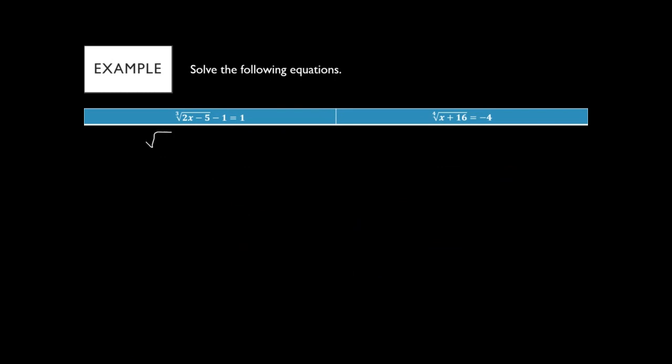So here we've got the cube root of 2x minus 5, minus 1 equals 1. So I still have to get the radical part by itself. So I need to add 1 to both sides.